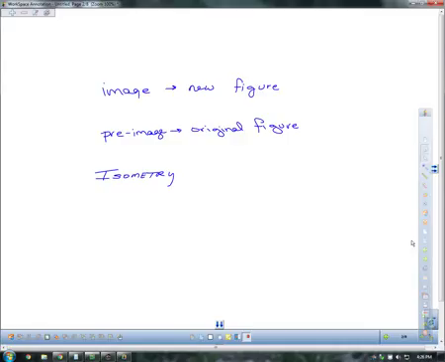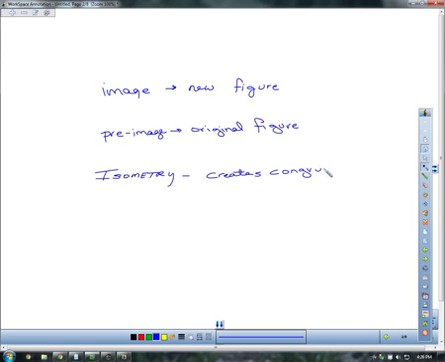However you say that, isometry. Isometry? We'll go with isometry. Iso meaning it creates congruent figures. So translations are isometric because they create congruent figures. I'm going to have the same size, same shape when I'm done. Okay?